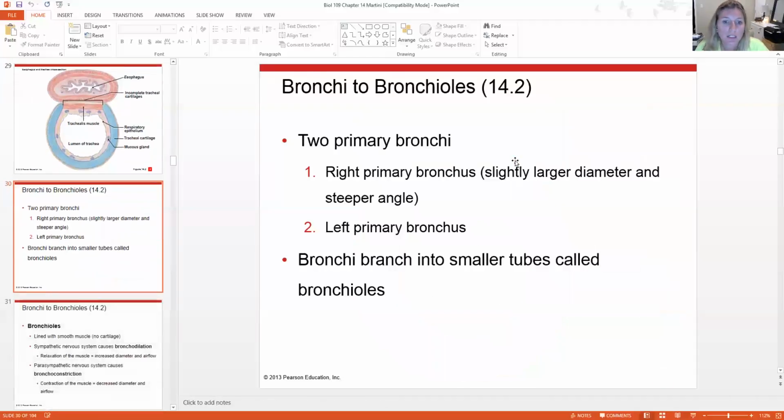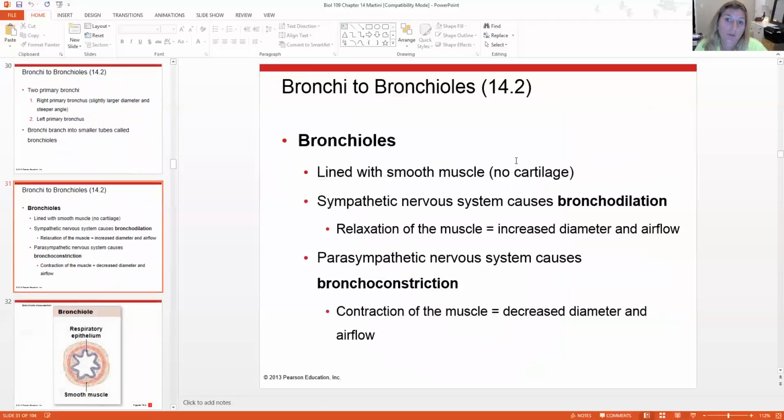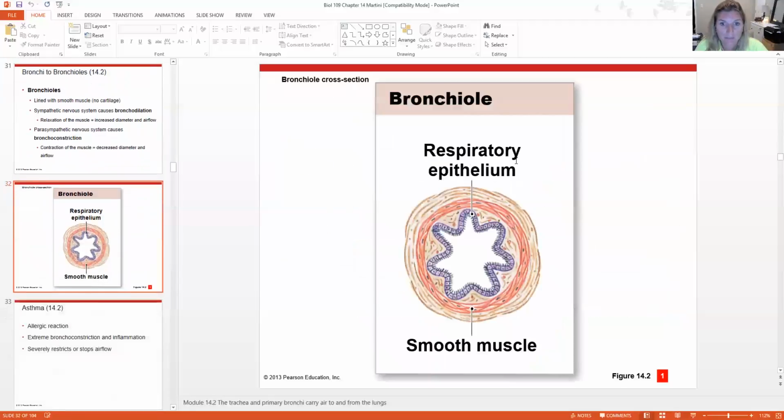Those primary bronchi will branch into smaller tubes called bronchioles, and the bronchioles are lined with smooth muscle. There's less and less cartilage as you move through the lungs. Sympathetic nervous system causes bronchodilation. The parasympathetic nervous system causes bronchoconstriction, which is the contraction or decreased diameter. There you see the bronchiole with the smooth muscle.